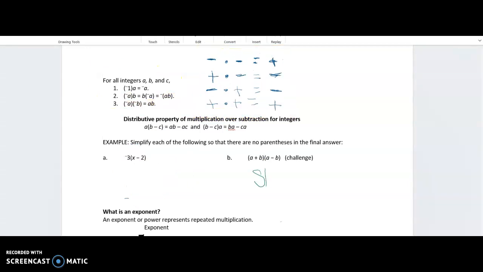For today, we are going to skip example B for distributive property, but I'm sure we'll get back to it by the end of the semester.